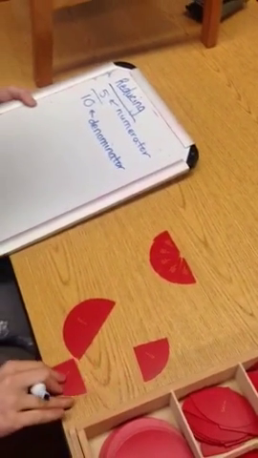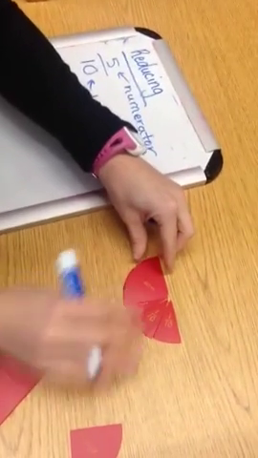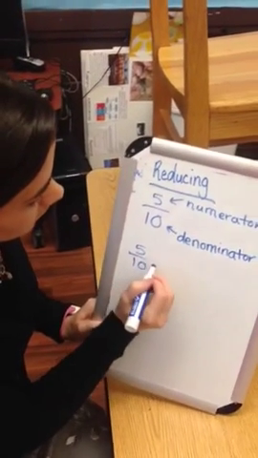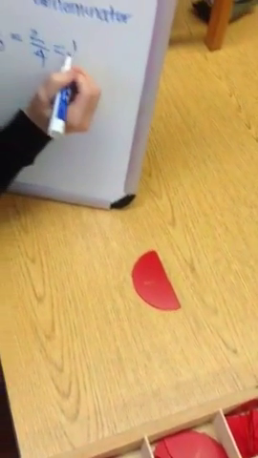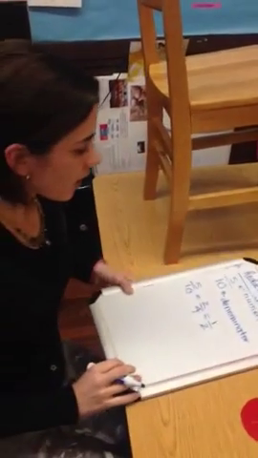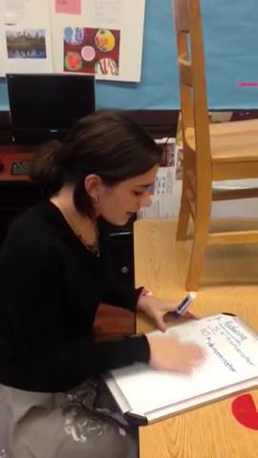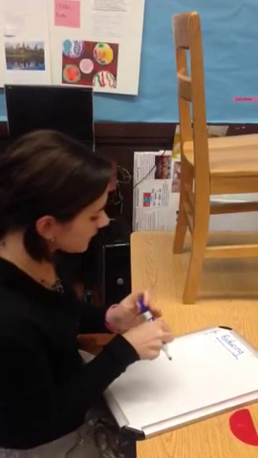So for example, if we take our fourths, we see that 5/10 is also equal to 2/4, which is also equal to 1/2. This is called reducing. But what do we do when we're reducing with a number that doesn't have fraction pieces that we can use? That's what we're going to be learning today.